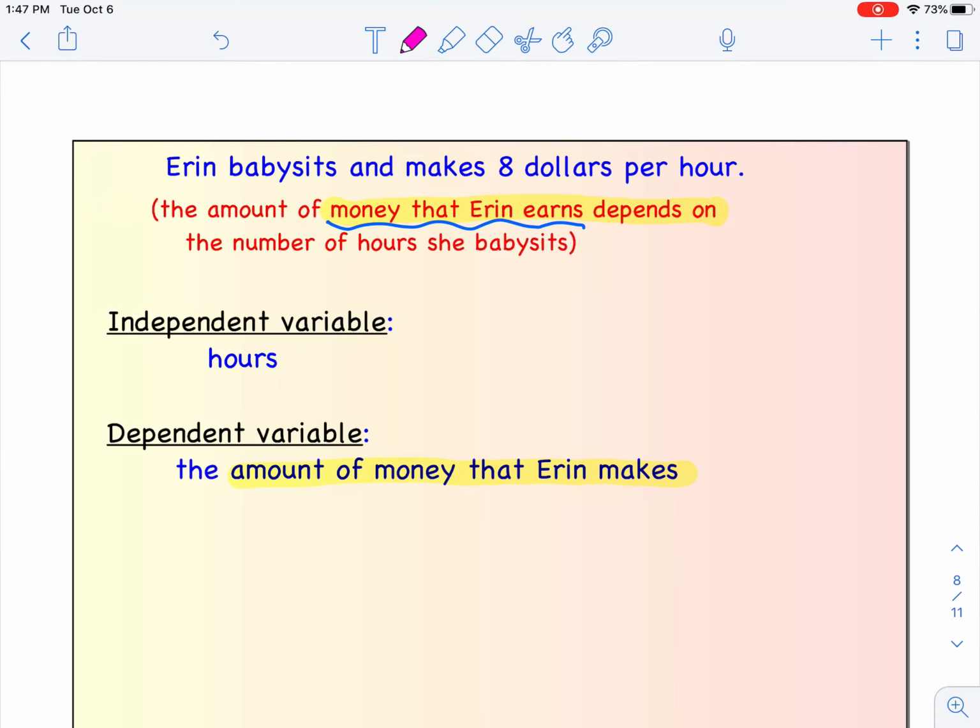So you should have filled in something like the amount of money that Aaron earns, or how much money Aaron makes, or money depends on the number of hours she babysits. So the dependent variable is the amount of money that she makes. And the independent variable is the number of hours, or just hours.